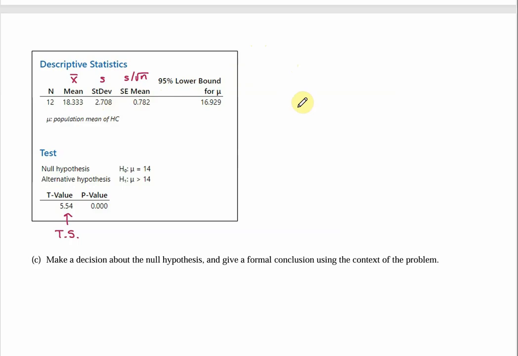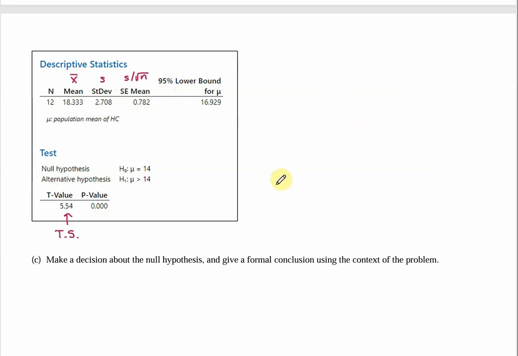So that's S over the square root of n, right? We said that that's what the standard error is, right? It's like the standard deviation of the sampling distribution, but with S instead of sigma. So yeah, that's what that would be. It's S over the square root of n. If you take 2.708 and divide by the square root of 12, you should get 0.782.